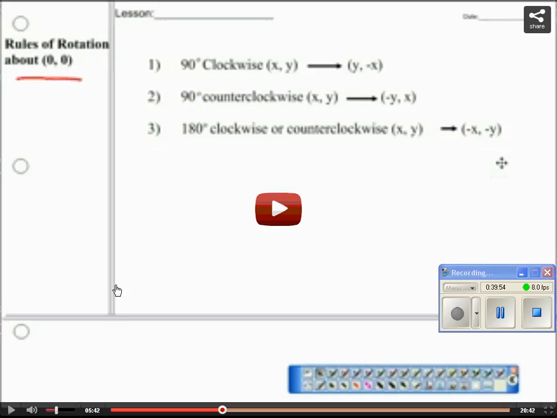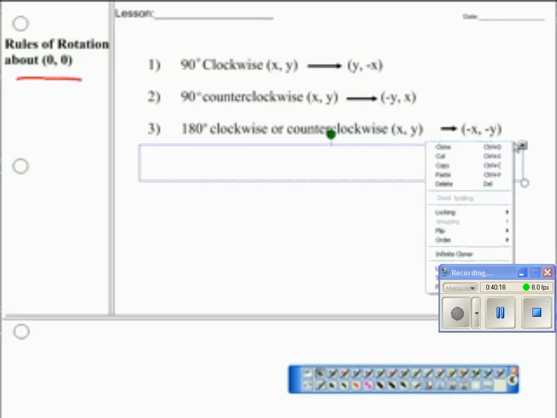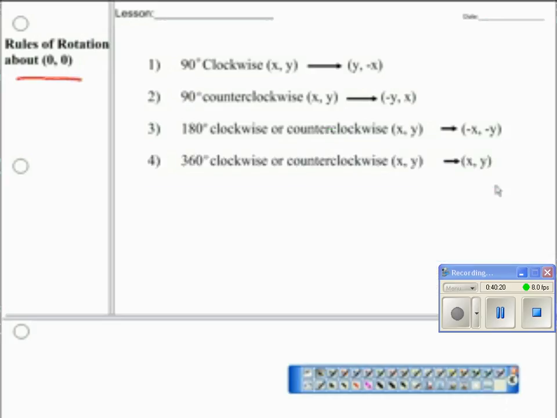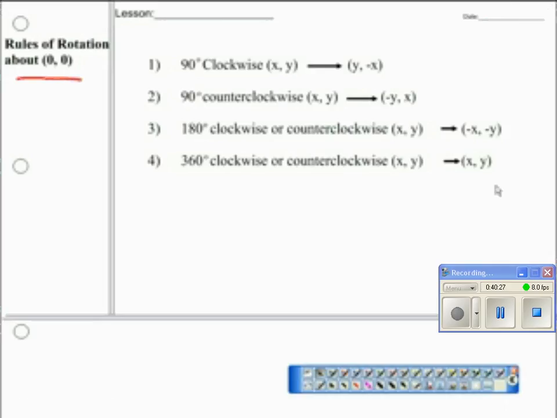Then 360, he already talked about 360, so I'm going to skip through it a little bit. We have one more, and this is my favorite rotation personally, and usually it's students' favorite rotation. What is it? 360. Everybody's favorite rotation, because you didn't do anything. It's fun. You don't have to do anything. Nothing changes, why? Because you just finish where you start. It's one complete revolution.